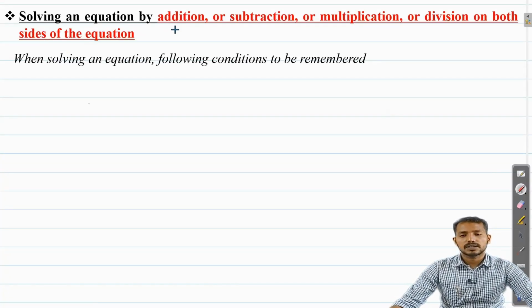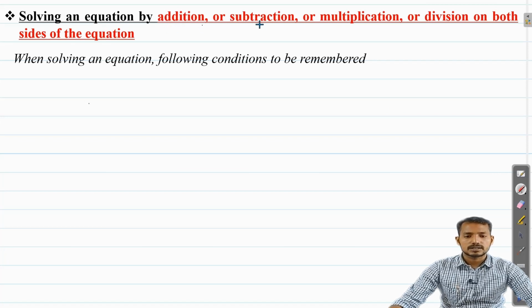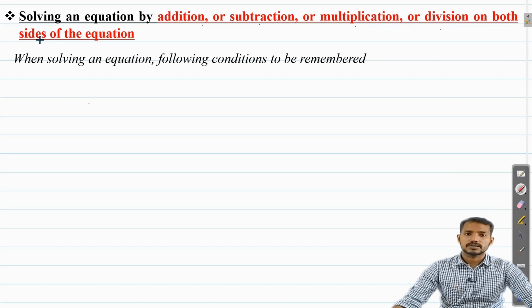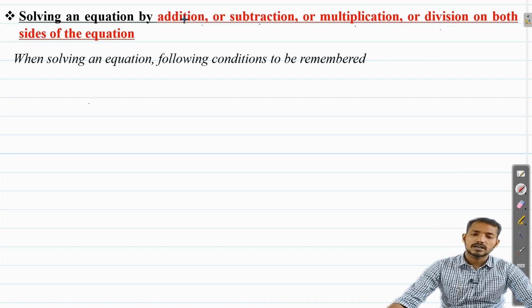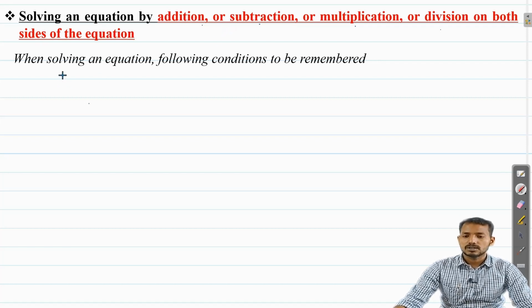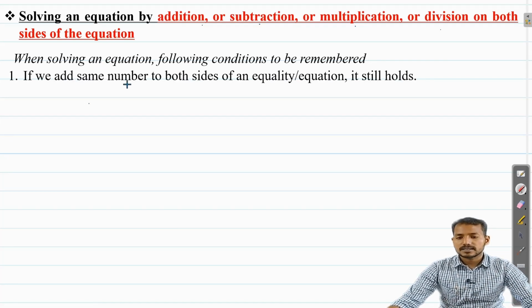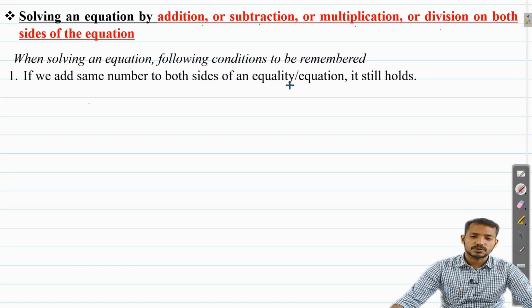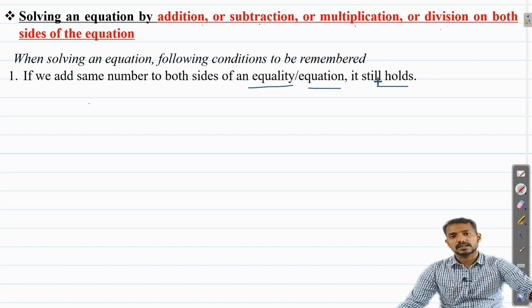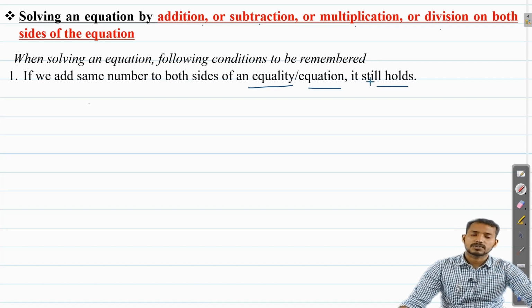First method is solving an equation by addition, subtraction, multiplication, division on both sides of the equation. Any one operation or more than one operation, depending on that. So when solving an equation, we have to remember the following conditions. First condition is, if we add the same number to both sides of an equality or equation, it still holds that equality or the equation condition.